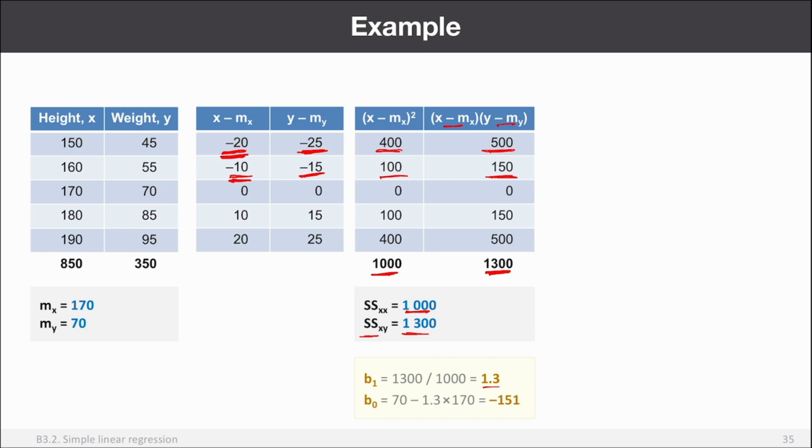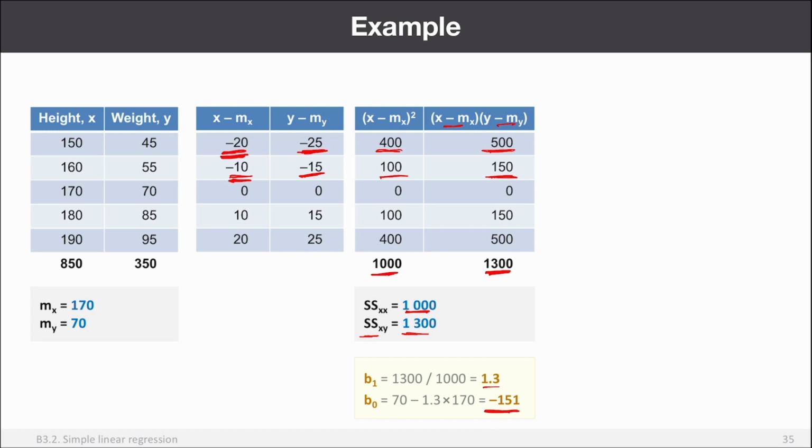Now I can also compute the intercept. In this case, intercept has no physical meaning, but I have to do it. Otherwise, I cannot use this model mathematically. So intercept in this case is minus 151. It's the weight of a person who has height equal to 0. So once again, it has no meaning, but mathematically it must be computed.